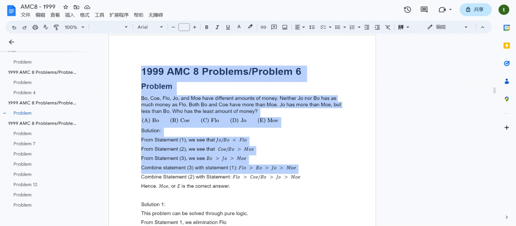From statement 1, we're able to see that Joe and Bo are not equal to Flo. From statement 2, we're able to see that Cole and Bo are larger than Mo. From statement 3, we're able to see that Bo is bigger than Joe, who is bigger than Mo.